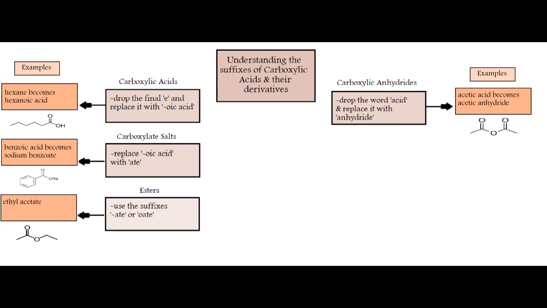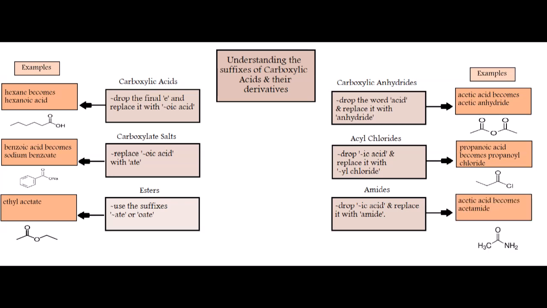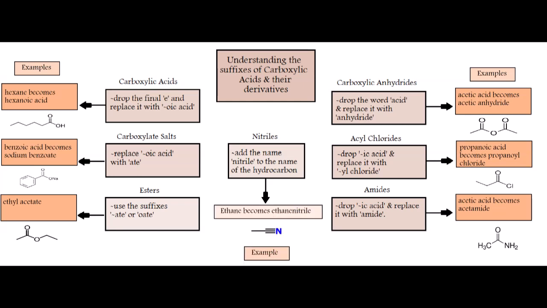Acyl chlorides, you drop the suffix ic acid and replace it with yl chloride. So another pretty straightforward naming rule there. Propanoic acid becomes propanoyl chloride. Amides, again, drop the ic acid and replace it with the word amide. Acetic acid would become acetamide. And finally, nitriles, these you just add the word nitrile to the end of the hydrocarbon. So the hydrocarbon ethane, for example, would become ethane nitrile.